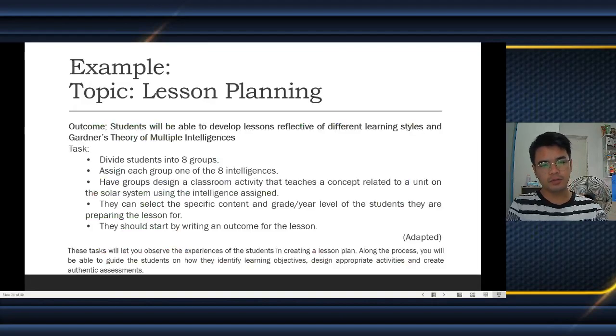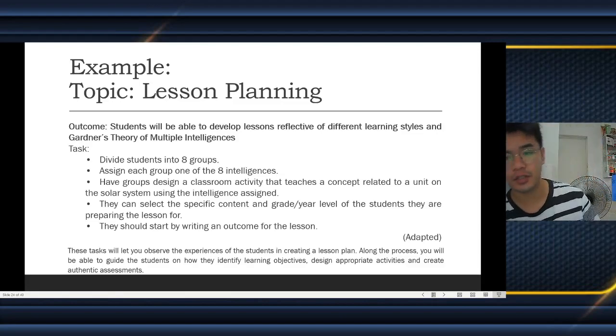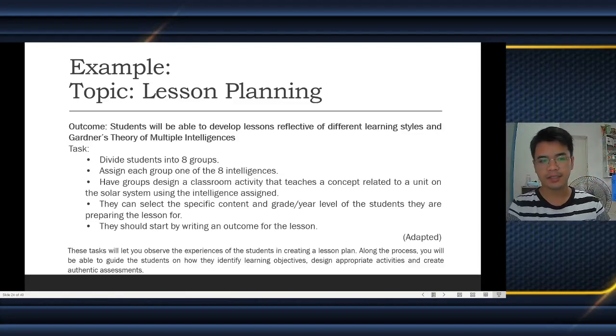Another example will be lesson planning. Ito, outcome mo, students will be able to develop lessons reflective of different learning styles and Gardner's theory of multiple intelligences. So what is the task? Divide students into 8 groups, assign each group one of the 8 intelligences, have groups design a classroom activity that teaches a concept, and then they can select the specific content, and from that they should start writing an outcome for the lesson.